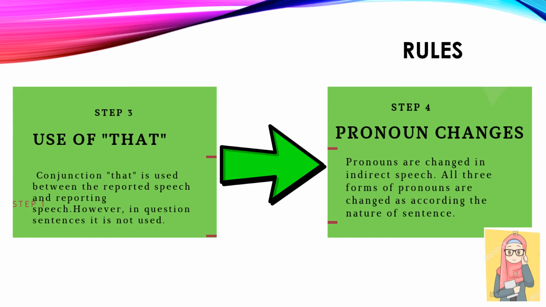Step 4. The pronoun changes. Pronouns are changed in indirect speech. All three forms of pronouns are changed according to the nature of the sentence. Obviously, when I'm converting my direct into indirect, I'm referring to what the man or the girl was saying to the other person. So my pronouns will continuously change. I will convert into he.